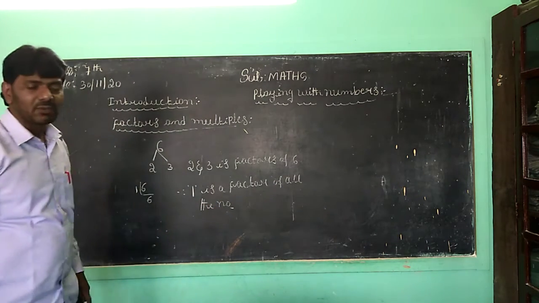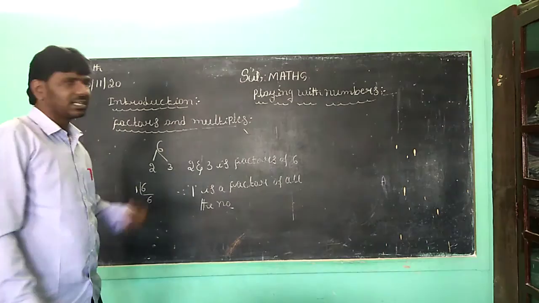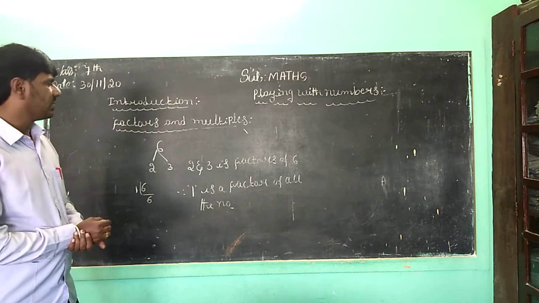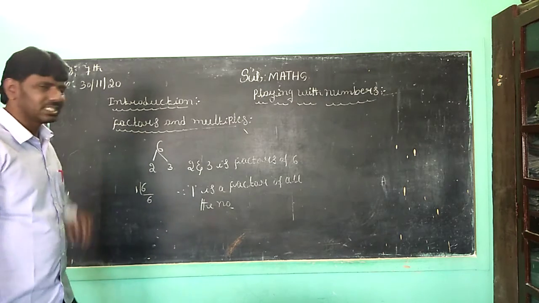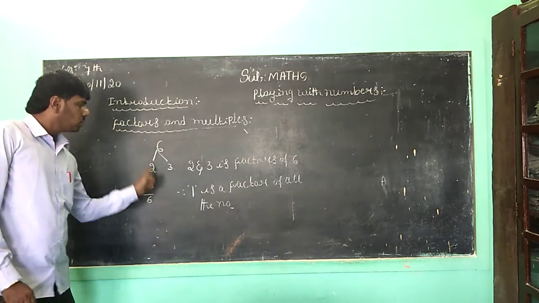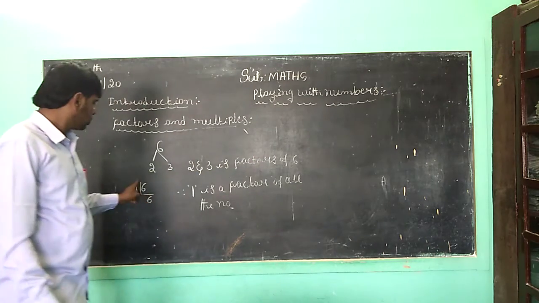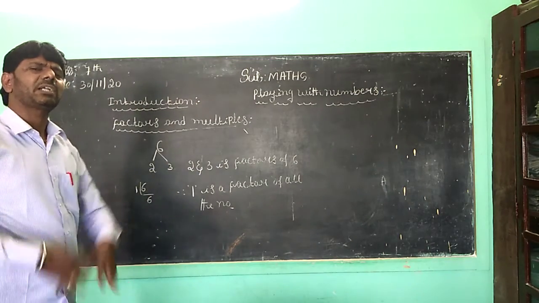So 2 is a factor of 6, 3 is a factor of 6. Children, first we discuss the factors. 6 is the number. So 2 times 3 is 6. 2 and 3 are factors of 6. And 1 times 6 is 6, because 1 is a factor of all the numbers.